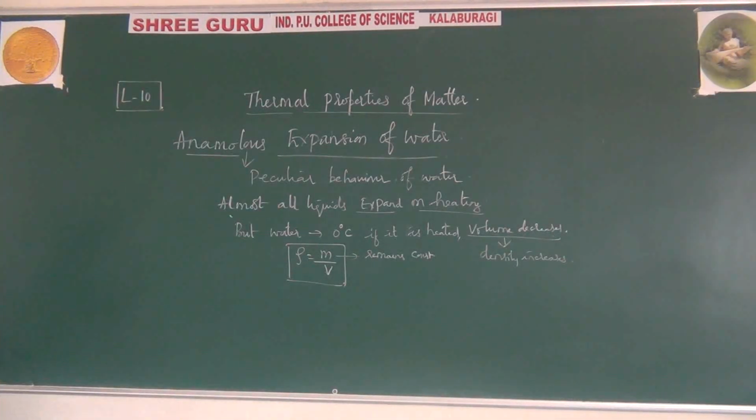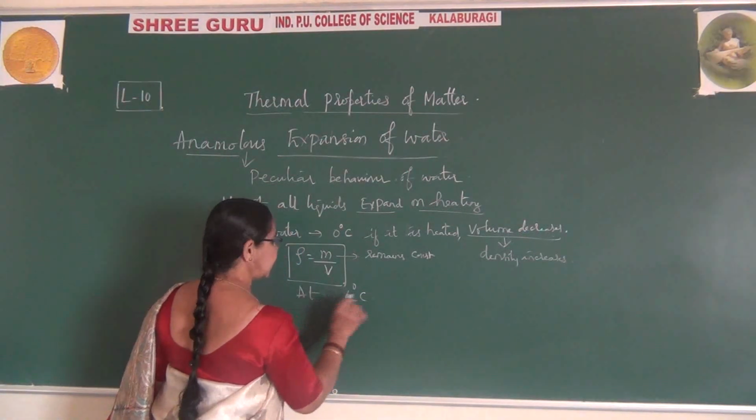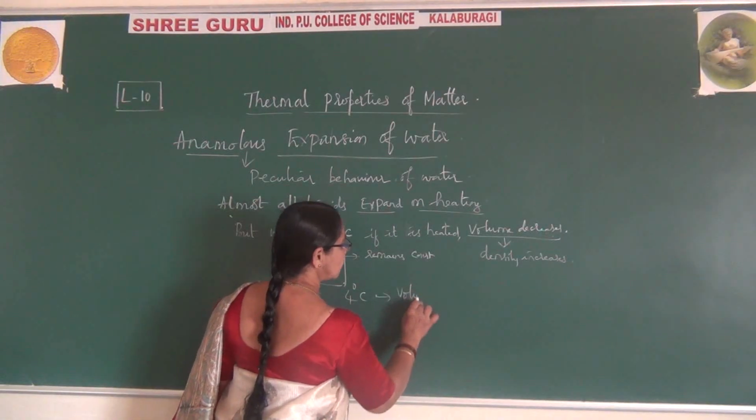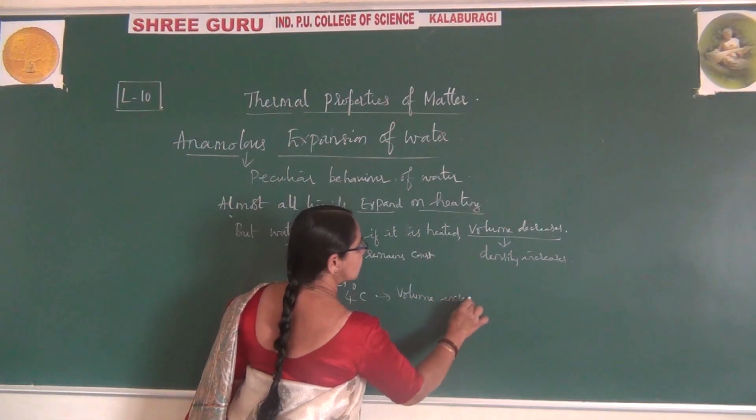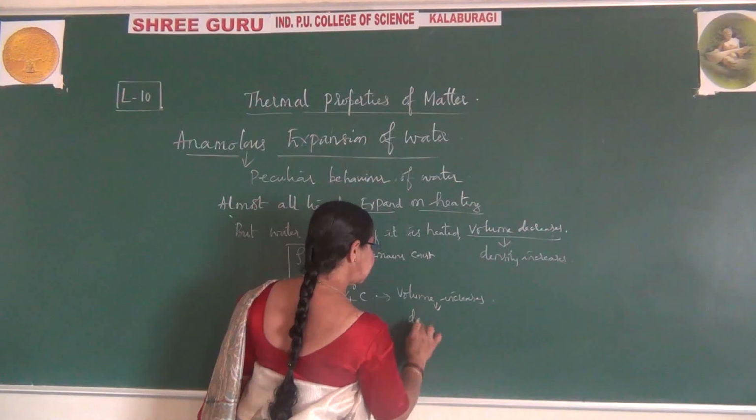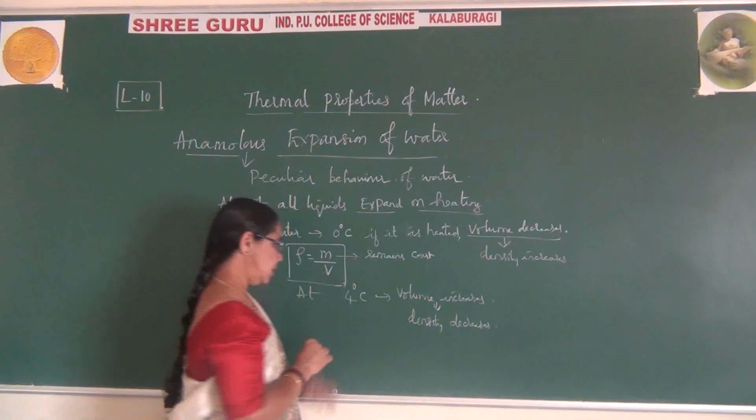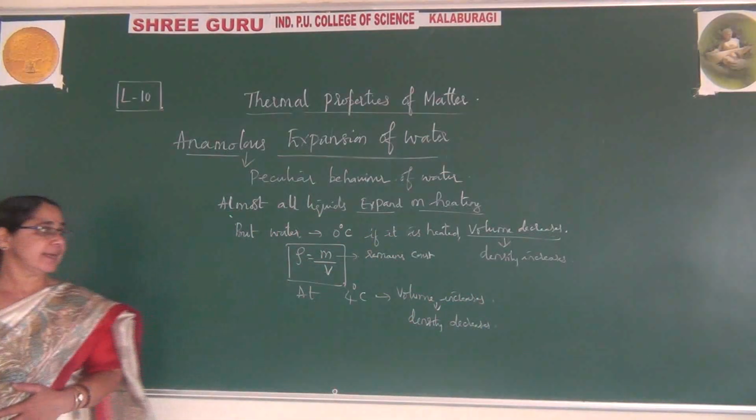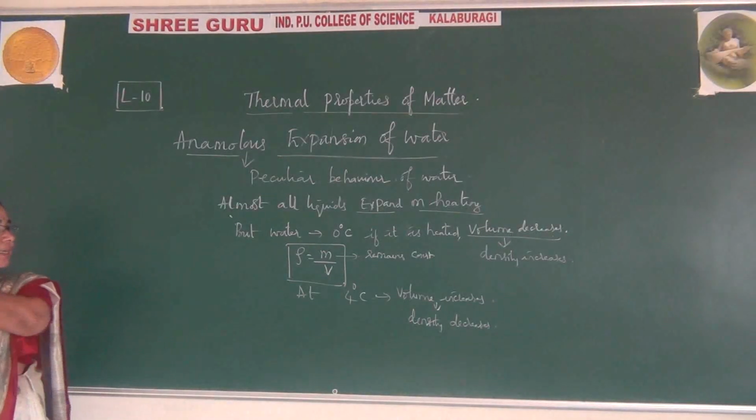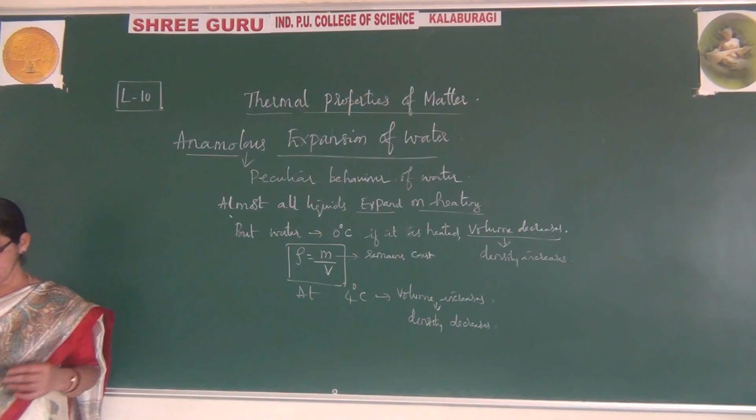Suppose at 4 degrees centigrade, what happens? Volume increases. So what happens to density? Naturally, volume increases means density decreases. So this concept you remember. At 0 degrees centigrade if you heat it, volume decreases, naturally density increases. But at 4 degrees centigrade, volume increases, density decreases.